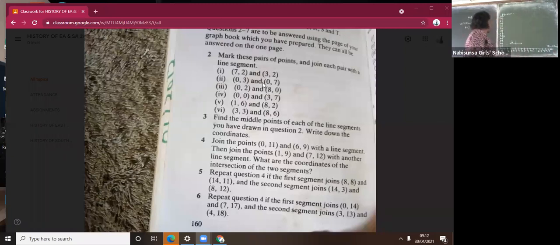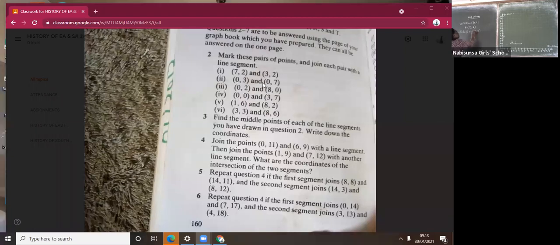Now, for this line segment, what is its midpoint? How many steps do we have? From 1, 2, 3, 4. There are 4 steps. And if we want to find its midpoint, we find a point that divides it into 2 equal parts. So where will that midpoint be? Yes, 0, 5. So 5 is the midpoint. For Roman 2, the line segment is 0, 3 and 0, 7. The midpoint has coordinates 0, 5.